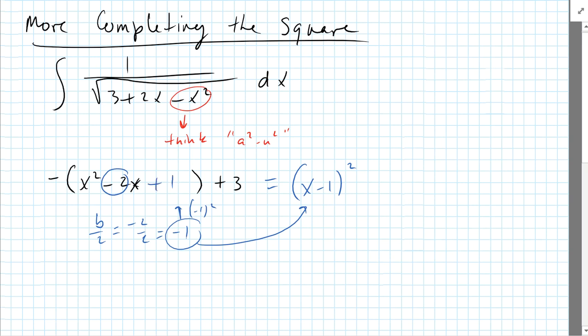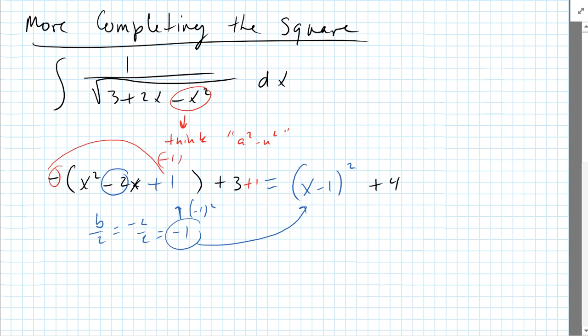Now, since I added that 1, remember I have to take this negative sign and multiply it times the 1. That means I have a negative 1 here. Since I have a negative 1 there, I have to add 1 here. So the whole thing becomes plus 4. So I get x minus 1 squared plus 4.